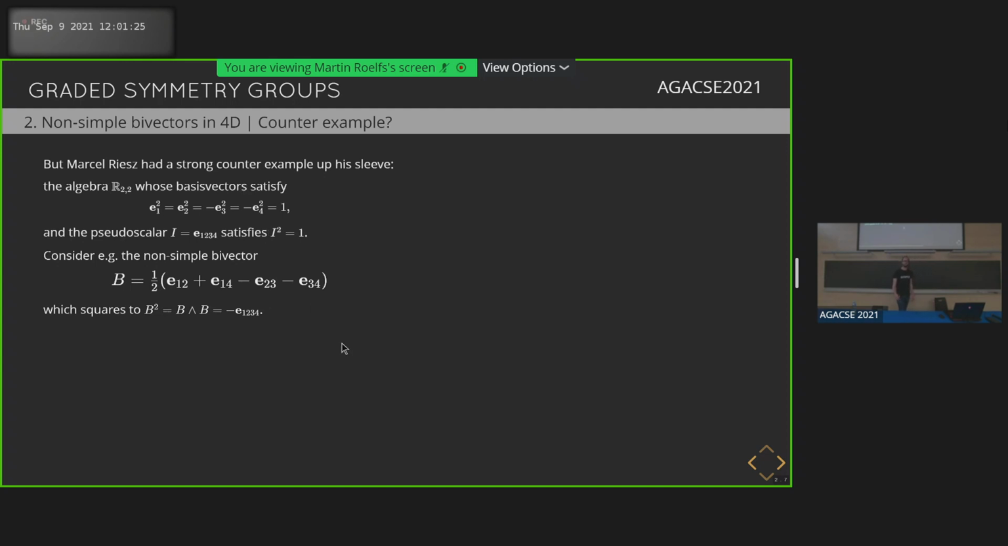So let's consider this explicit example. I make this non-simple bivector, and if you square it, you find that actually it only has a wedge part, so it only has a quadvector part, which is negative the pseudoscalar. And that means that for a lambda I would just find plus or minus a half the square root of negative B wedge B squared, right? But B wedge B squared now will always be positive because the pseudoscalar squares to a positive number. So that actually means that the roots will be plus or minus i over 2. So they are complex.